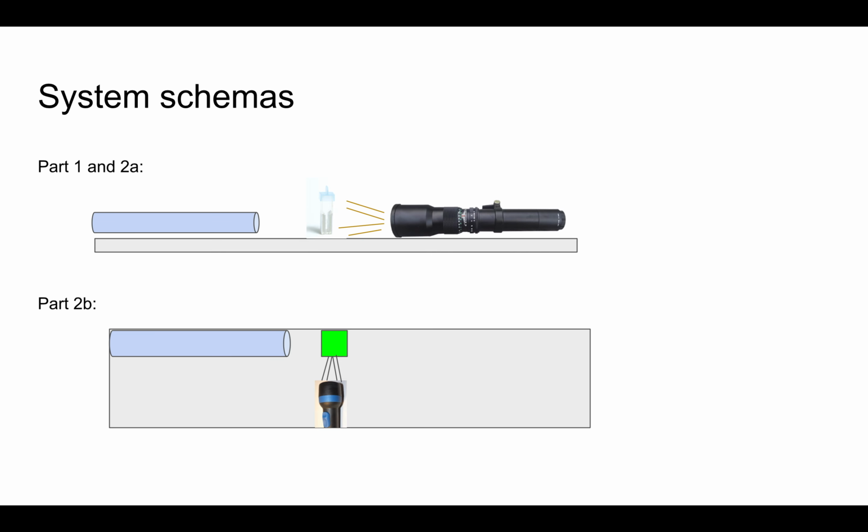So these were our systems and how we set up our lab. For part 1 and 2A, we had the wand of the spectrophotometer and the light directly across from each other with the cuvette in the middle. And then to get the fluorescent spectrum, we had the light and the fluorescein cuvette perpendicular to the wand of the spectrophotometer, and that's how we got the fluorescent spectrum.